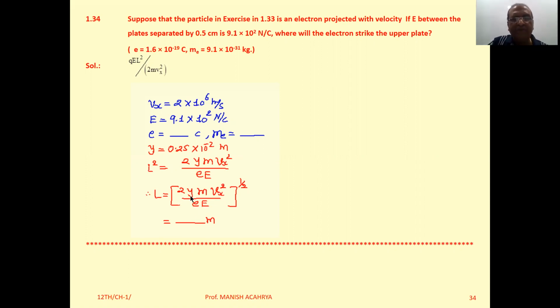Now substitute. Here y is 0.25 into 10 raised to minus 2, mass of electron 9.1 into 10 raised to minus 31. Then velocity with which the electron enters is 2 into 10 raised to 6 meter per second. Charge of electron 1.6 into 10 raised to minus 19, and electric field is 9.1 into 10 raised to 2. Then solve it and then take square root of it. You will get the answer. Clear to all of you? So chapter 1 is completed.